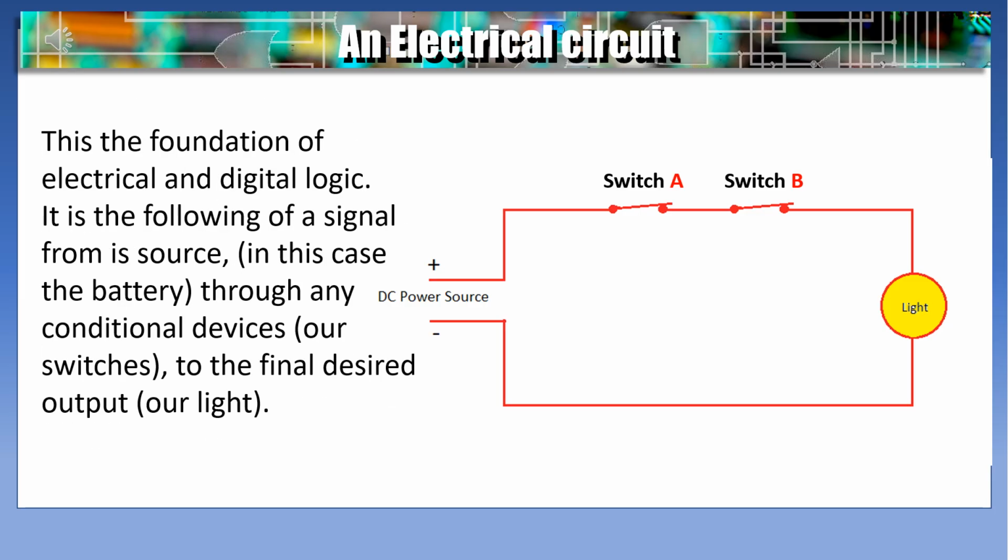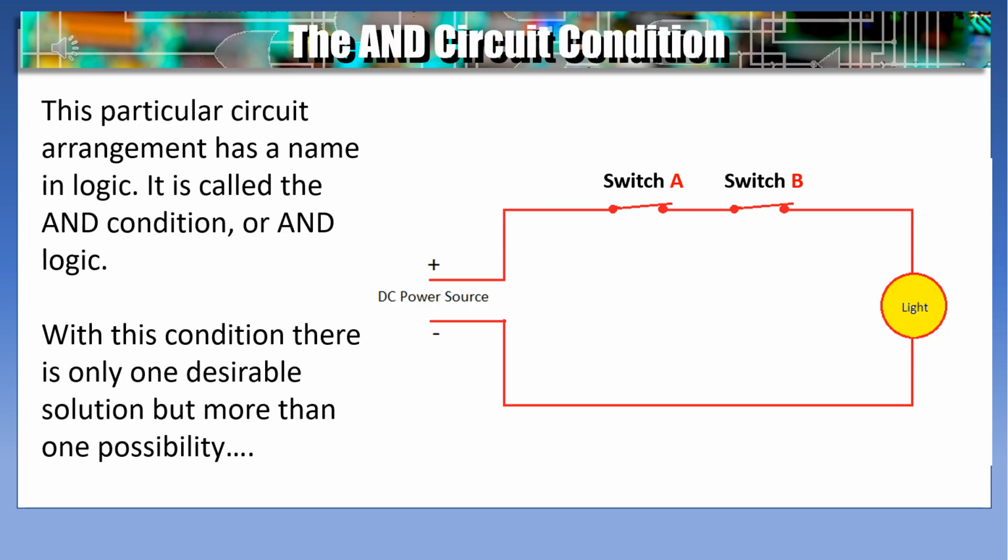This is the foundation of electrical and digital logic. It is simply the following of a signal from its source, in this case the battery, through any conditional devices, in this case our switches, to the final desired output, in this case our light. This particular circuit arrangement has a name in logic. It is called the AND condition, or AND logic. With this condition, there is only one desirable solution, but more than one possibility.